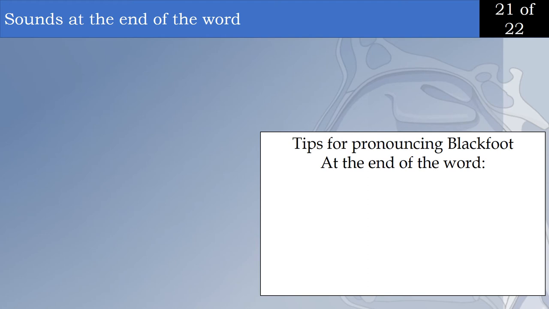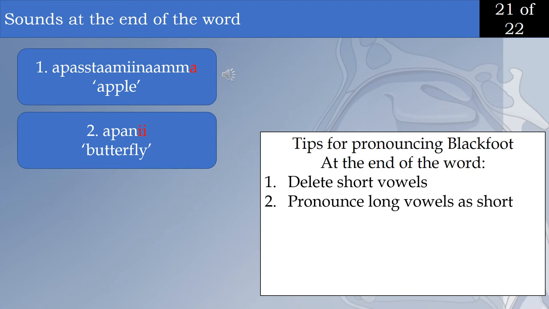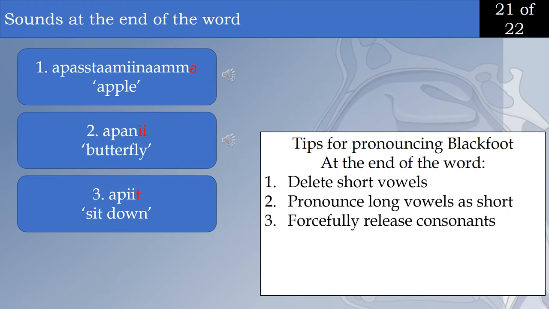At the end of a word, if you encounter a short vowel, that's one written with one letter, don't pronounce it. Apestaminum. If the end of the word ends in a long vowel, or one written with two letters, you can pronounce it quickly as though it was a short vowel. Funny. Finally, if the word you're looking at ends in a consonant, forcefully release it. A beat.